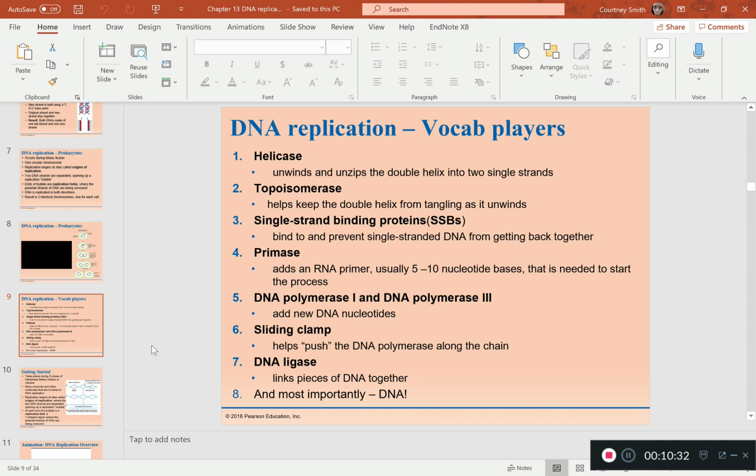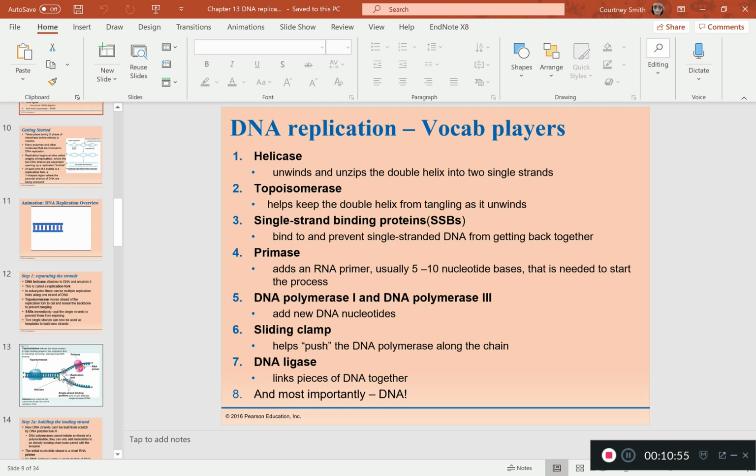So you definitely need to know when all of these enzymes or proteins come in during DNA replication, as well as what their function is. For the most part, I have them relatively in order as to when they appear, but some of them appear at the same time, at the same stage.